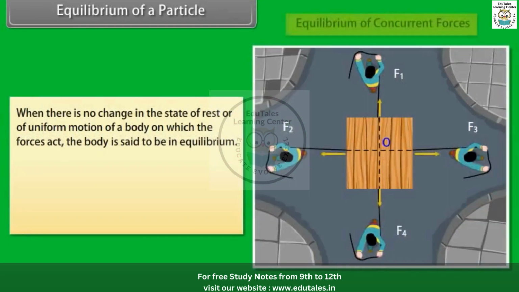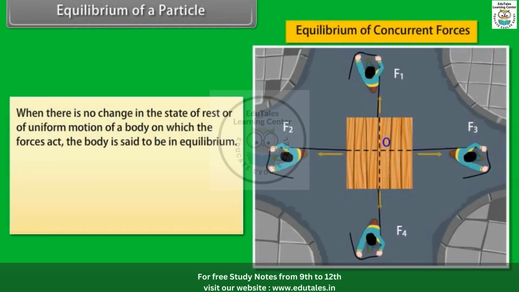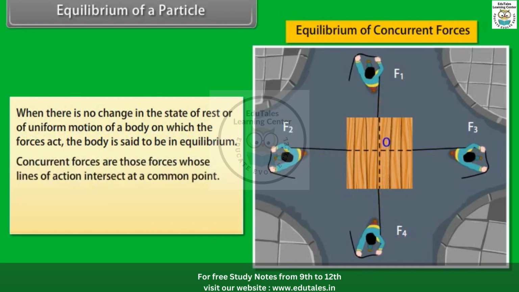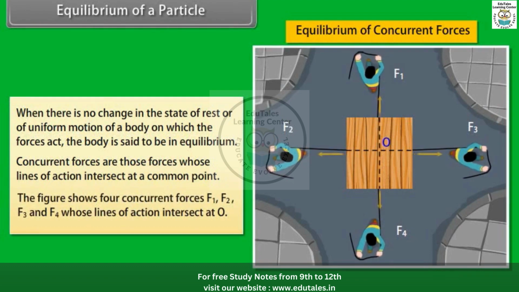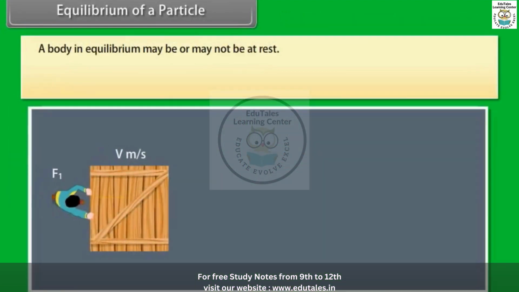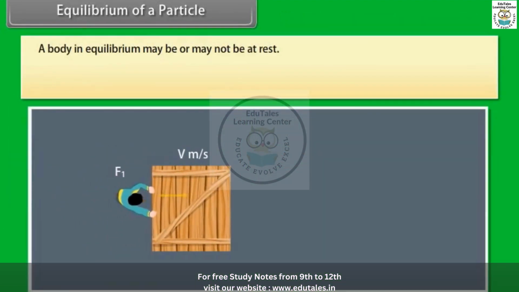Equilibrium of a particle. When there is no change in the state of rest or of uniform motion of a body on which the forces act, the body is said to be in equilibrium. Concurrent forces are those forces whose lines of action intersect at a common point. The figure shows 4 concurrent forces F1, F2, F3 and F4 whose lines of action intersect at O. A body in equilibrium may or may not be at rest.